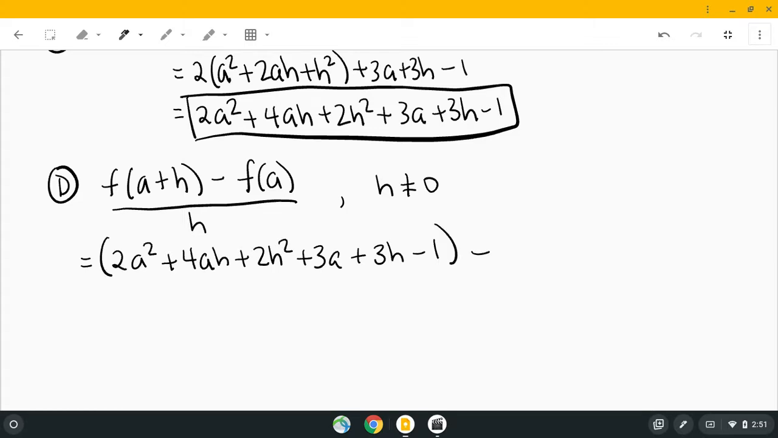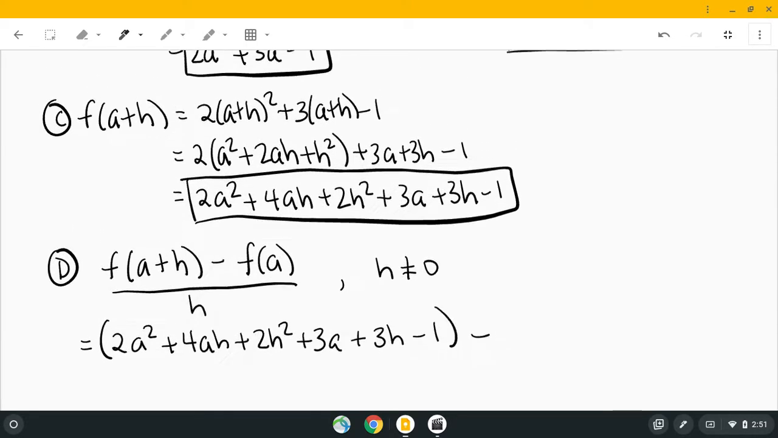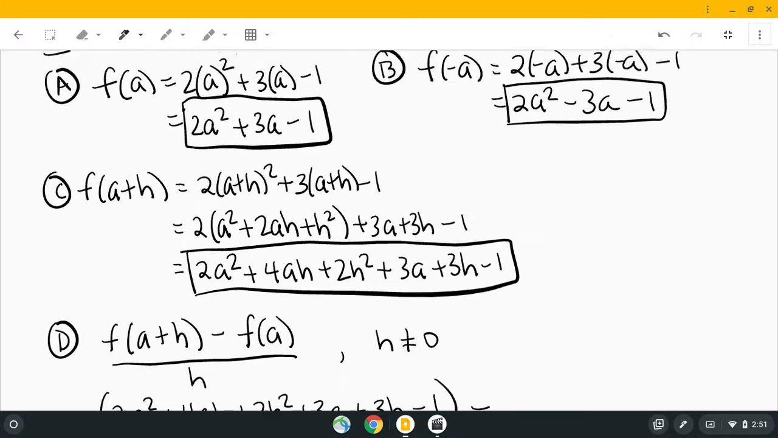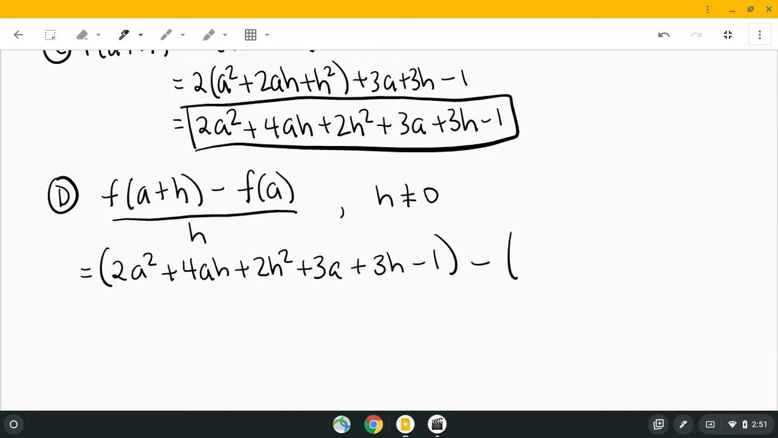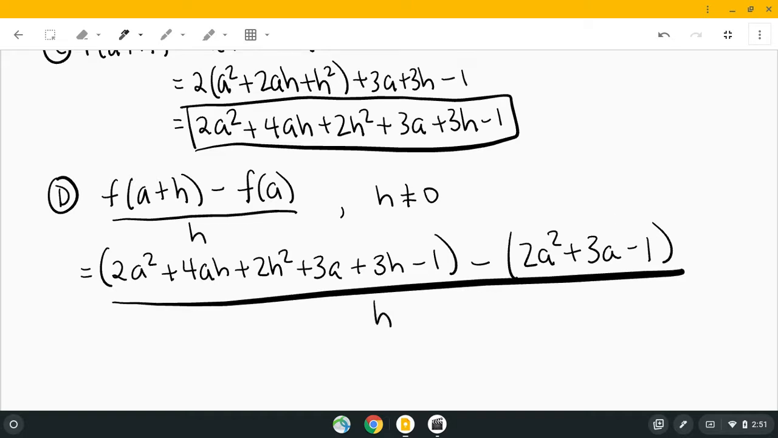And f of a is going to be, oops, where is my function? 2x squared plus 3x minus 1. So 2a squared plus 3a minus 1. Okay, so that's what we get when we do this part. For f of a, we get this trinomial all over h. H is just hanging out.